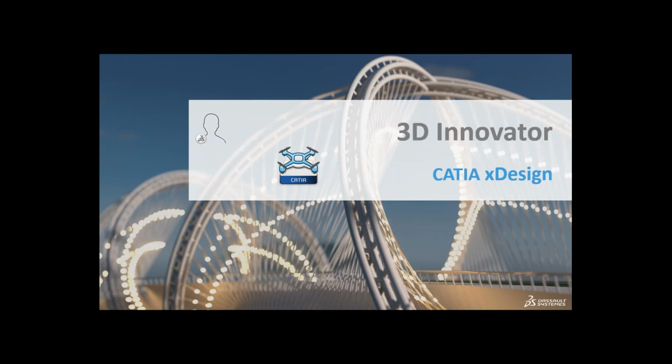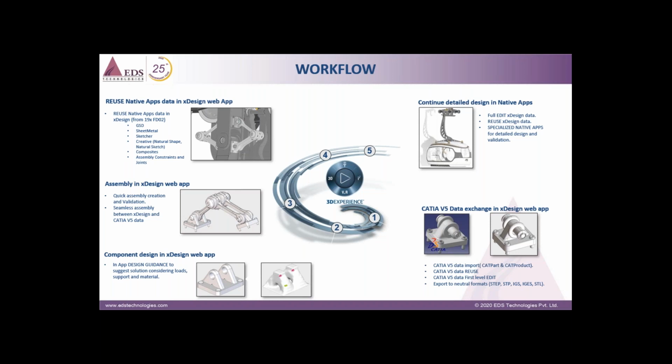So let us go in detail what exactly CATIA X design is. This is a workflow in different scenarios, as I put before one minute ago. The first scenario is CATIA V5 data exchange using the XDesign web app, where you can import CAT part and CAT product, edit the data as well, and export into neutral formats like STEP, IGS or STL. So it is a complete connectivity. There will not be any data loss.